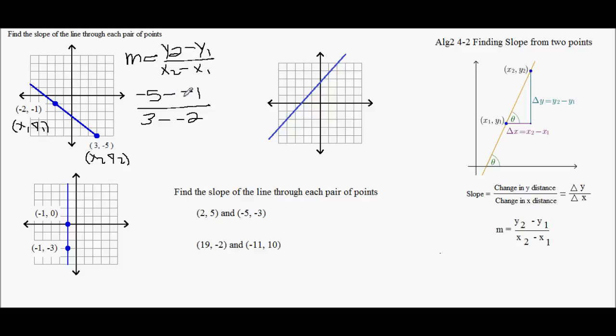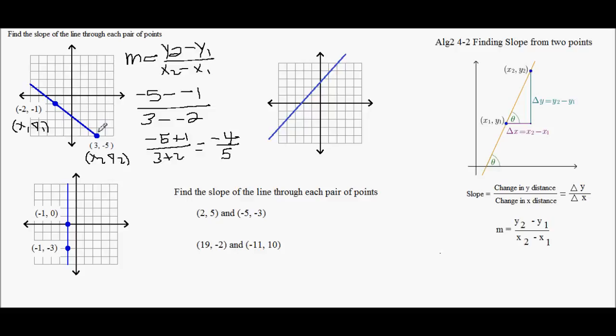So remember, when you subtract a minus, you get a plus. It's like going minus and flipping around. So you're going to get minus 5 plus 1 over 3 plus 2, and negative 5 plus 1 is negative 4 over 5. Okay, so negative 4 over 5.